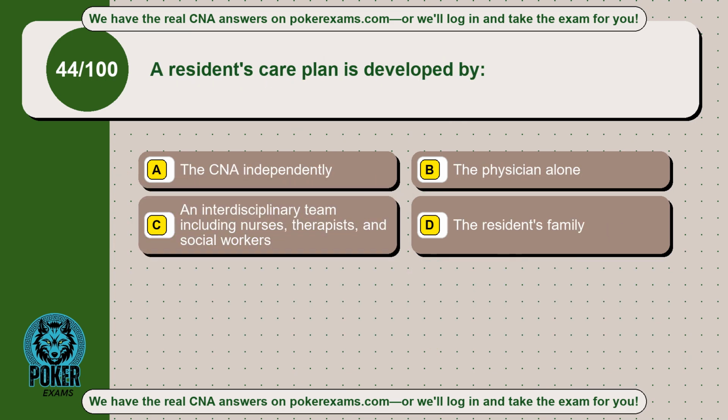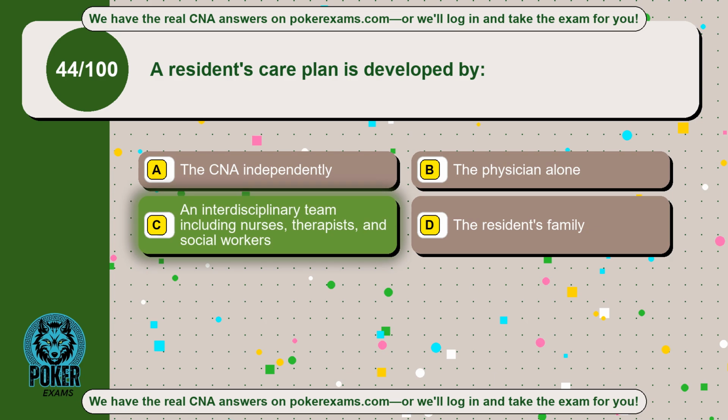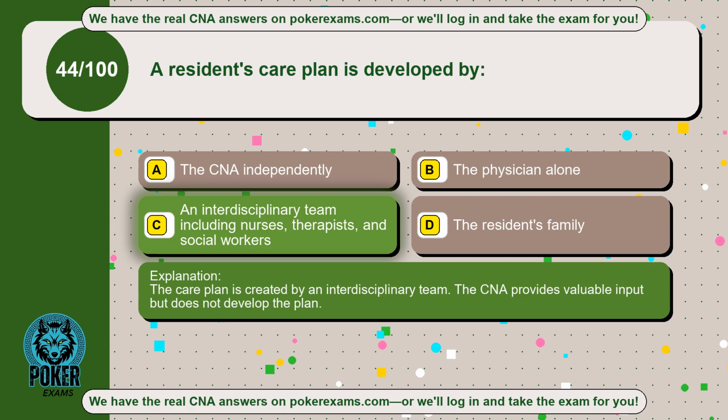Question 44. A resident's care plan is developed by: Option A. The CNA independently. Option B. The physician alone. Option C. An interdisciplinary team including nurses, therapists, and social workers. Option D. The resident's family. The correct answer is option C. An interdisciplinary team including nurses, therapists, and social workers. The care plan is created by an interdisciplinary team. The CNA provides valuable input but does not develop the plan.